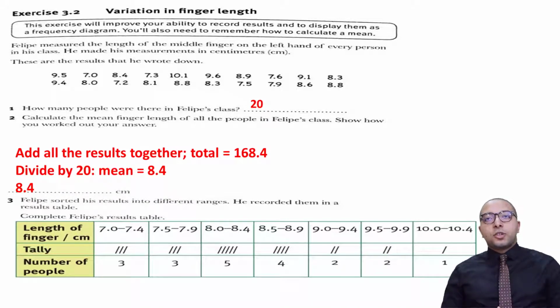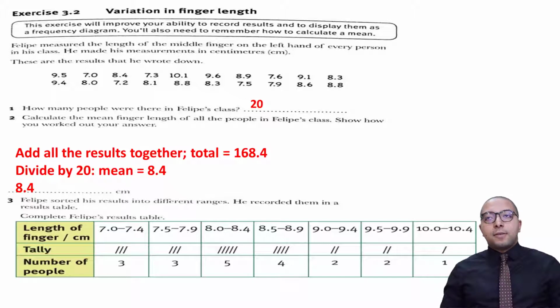The first question, how many people were there in Philip's class? We have the correct answer, which is 20. We have 20 values, so we have 20 people. The second question, calculate the mean finger length of all the people in Philip's class, and we need to show the result. What I want you to do is to get all of these values, add them up, and then we'll divide it by 20 because we have the 20 values.